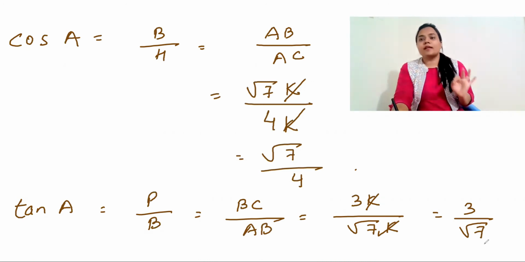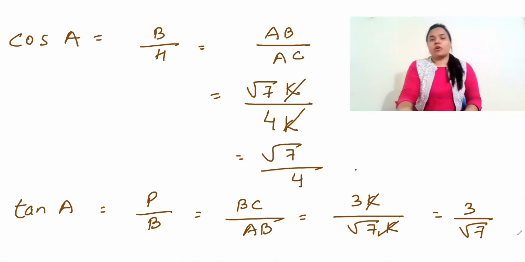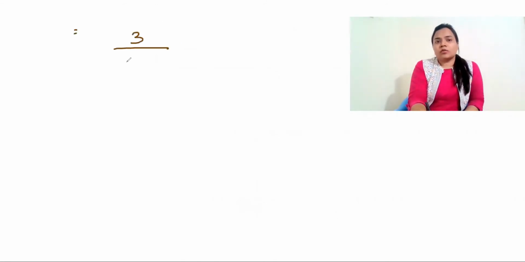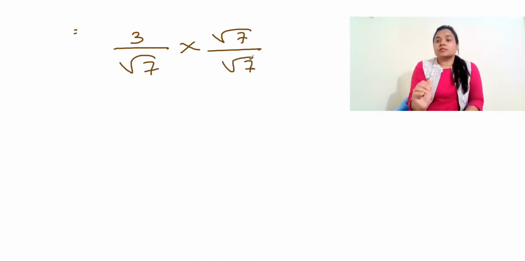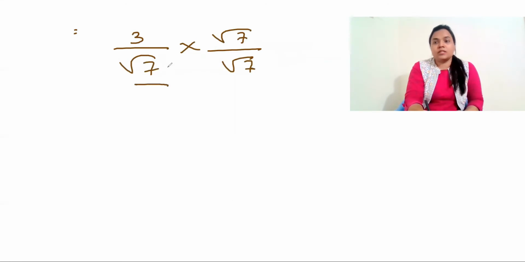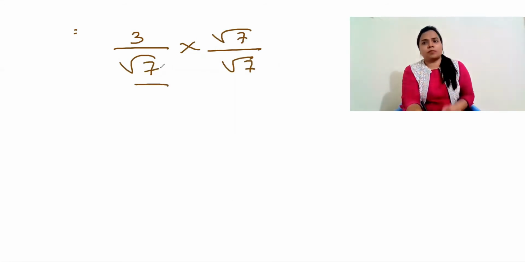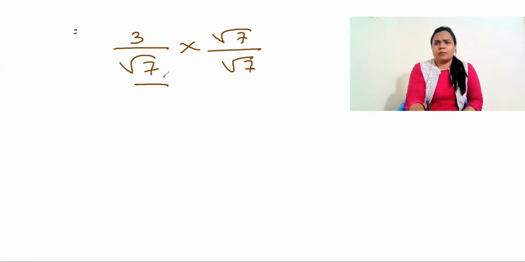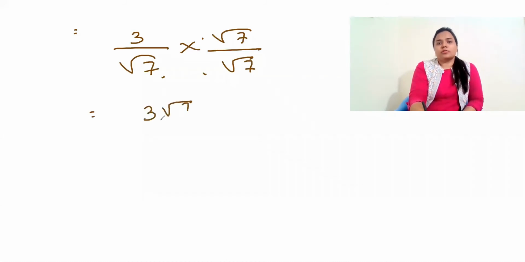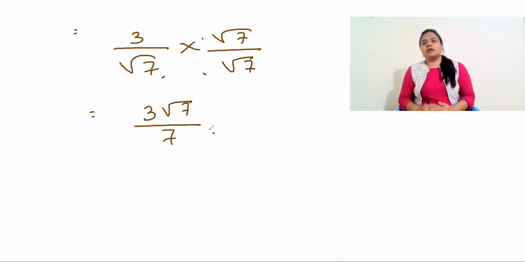Now, if we have any irrational number in the denominator, we need to rationalize it. We have already done that. So this will be equal to 3 by root 7 into root 7 by root 7. This is rationalizing the denominator. Whenever we have any irrational number, means any square root number which is not a perfect square, we multiply the same number in the numerator also and in the denominator also. So this will be equal to 3 root 7 by 7. This is the answer. We got cos A also and tan A also.